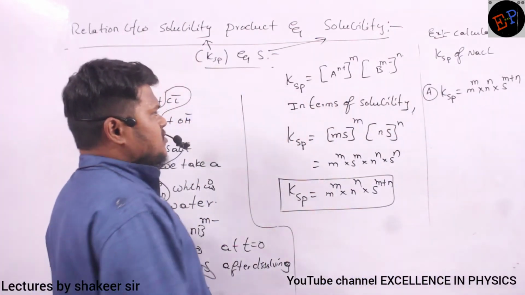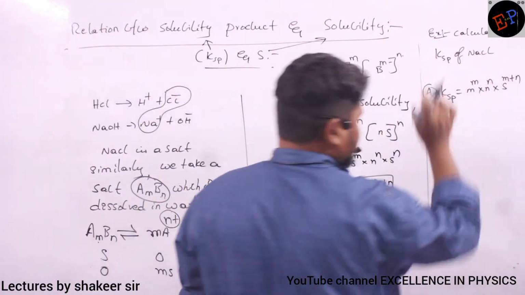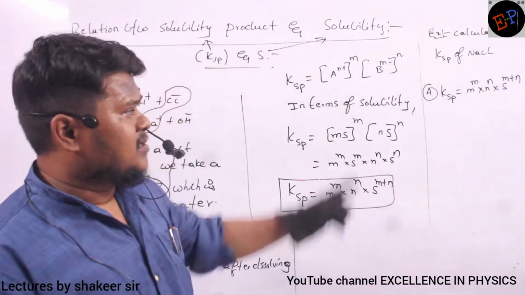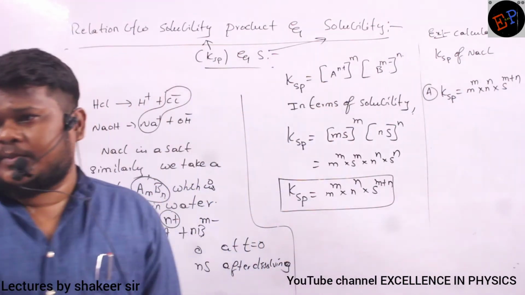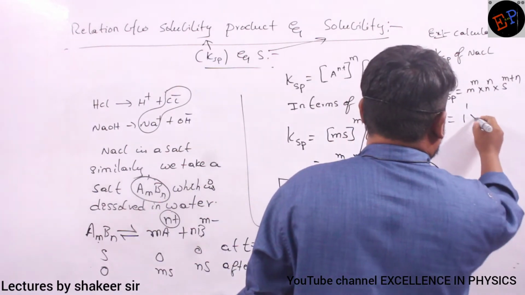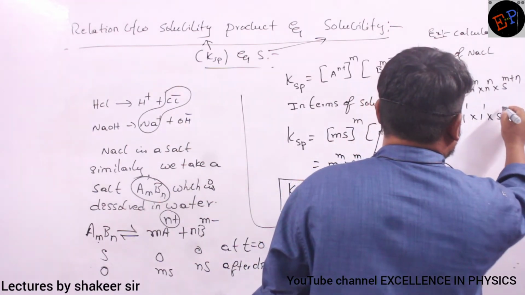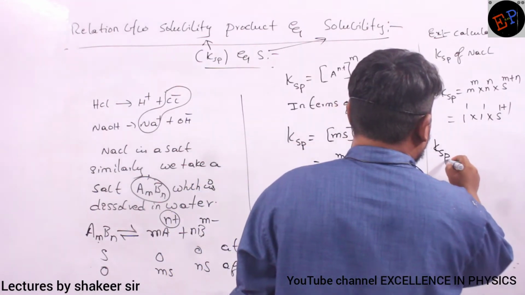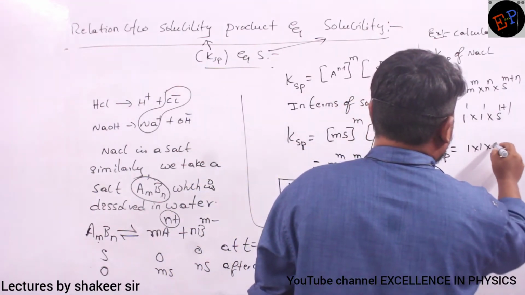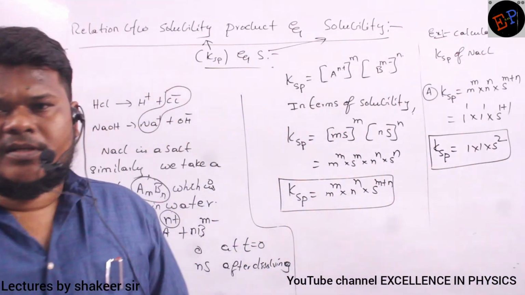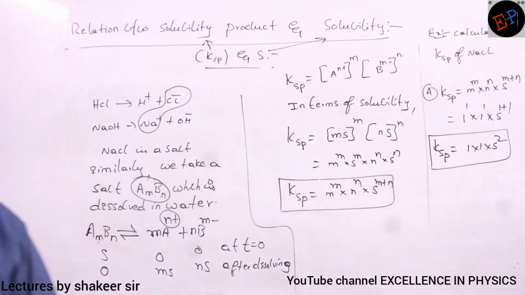So in NaCl, how many Na plus ions will be there? Only one. Similarly, how many Cl minus ions will be there? Only one. So M value is 1: 1 power 1 multiplied by 1 power 1 multiplied by S power 1 plus 1. That's all, no? So what is Ksp? Ksp is equal to 1 into S square. So this is the relation. This is how I can calculate the Ksp of a salt. Are you able to understand?